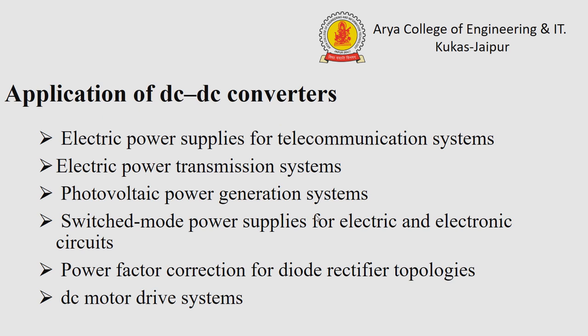Application of DC-DC converters. The applications of DC-DC converters: first is electrical power supply for telecommunication system. Second is electrical power transmission system. It is also used in photovoltaic power generating system. It is used for switch mode power supply for electrical and electronic circuit. It is used for power factor correction for diode rectifier topologies. And last one, it is used for DC motor drive system.